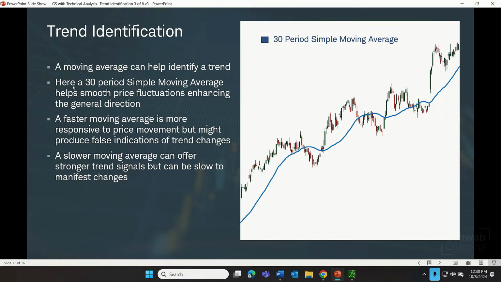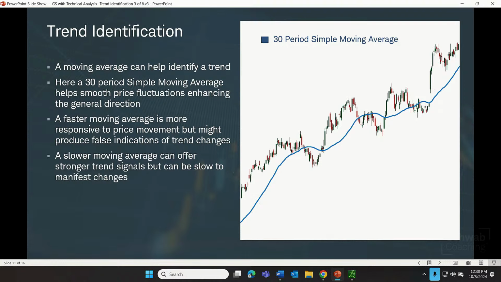But yes, for some traders, they use something called a moving average to help them identify a trend. Okay? Now in this example, we're using what's called a 30-period simple moving average. And it might help smooth out price fluctuations, enhancing one's ability to see sort of through the day-to-day noise and identify the trend. But really what a simple moving average is, it looks like just a line that's automatically drawn on the chart. And it's generated by using a certain data set. In this case, assume that we're looking at a daily chart.